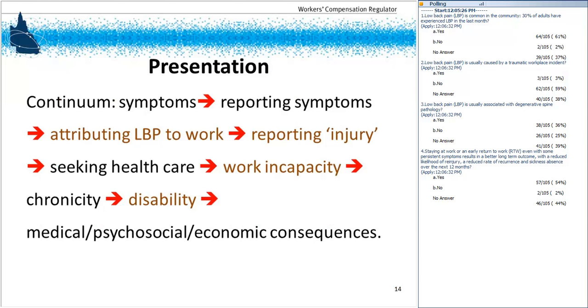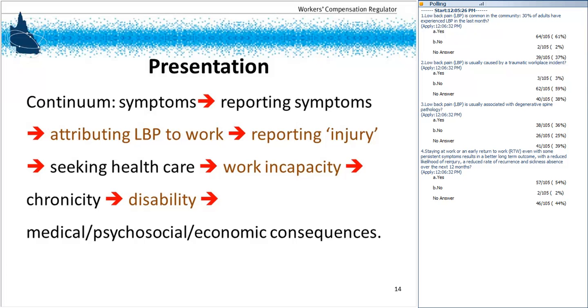So this is a busy slide, I acknowledge that, and what I'm hoping to convey is that there's a continuum of presentation with someone with low back pain. So from someone experiencing symptoms to reporting symptoms, presenting for healthcare, and potentially a condition becoming chronic. In my experience, and certainly looking at the literature, personal beliefs and attitudes will drive the individual's response to their low back pain. In other words, how they interpret their pain and the effect that it has on them, whether they choose to report their pain or seek care, whether they elect to continue to work or rest.